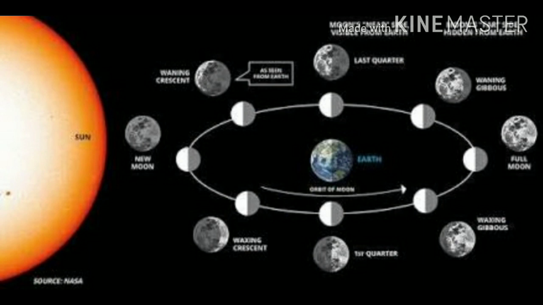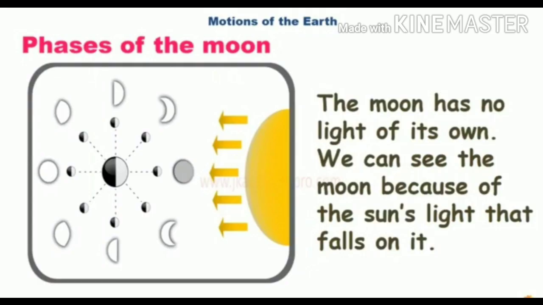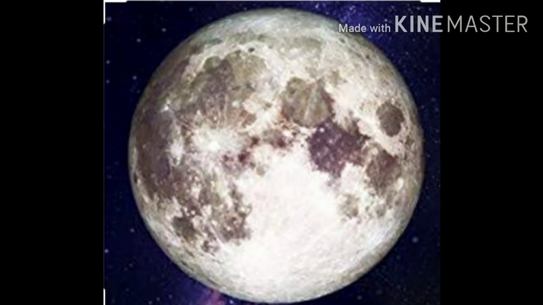As we studied, only stars have their own light, and planets, satellites, and other heavenly bodies do not have their own light. In the same way, the moon is a satellite. The moon has no light of its own. We can see the moon only because of the sun's light that falls on it.